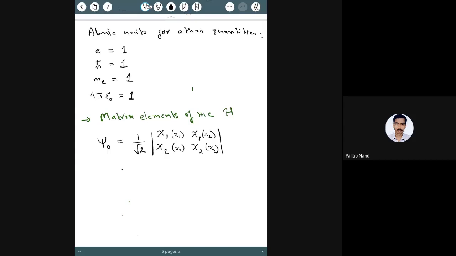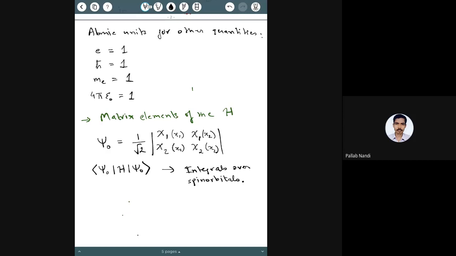So what do we want to do? We want to evaluate the matrix element of psi 0, H psi 0, and express it in terms of integrals over spin orbitals. So we want to analytically simplify this expectation value to integrals over spin orbitals, and then these integrals over spin orbitals can be evaluated numerically.